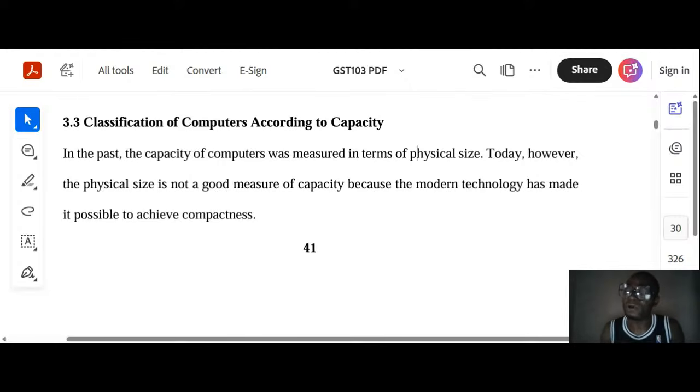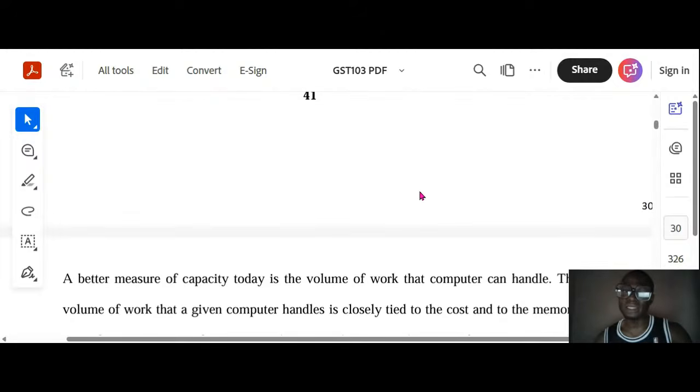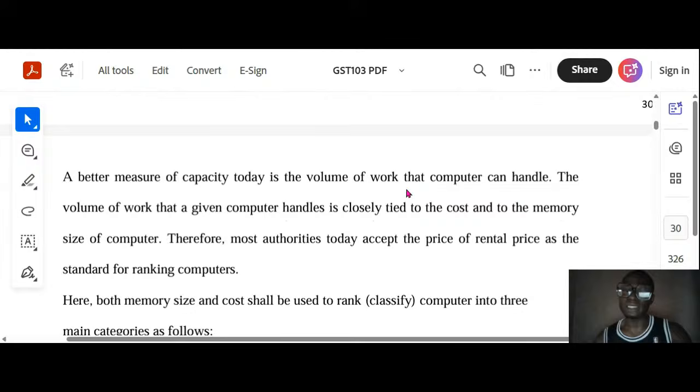Everything they are doing now in engineering, also in technology, they are always trying to make it consume less space. It's like we don't have space again in the world. I don't know. So because modern technology has made it possible to achieve compactness, that is the meaning of compactness in that regard. A better measure of capacity today is the volume of work that a computer can handle. This is actually what brought us here.